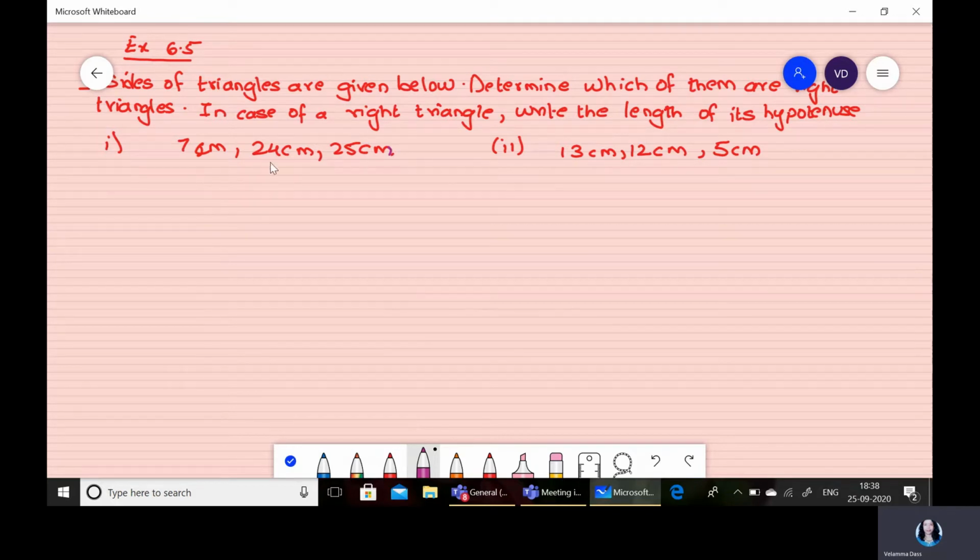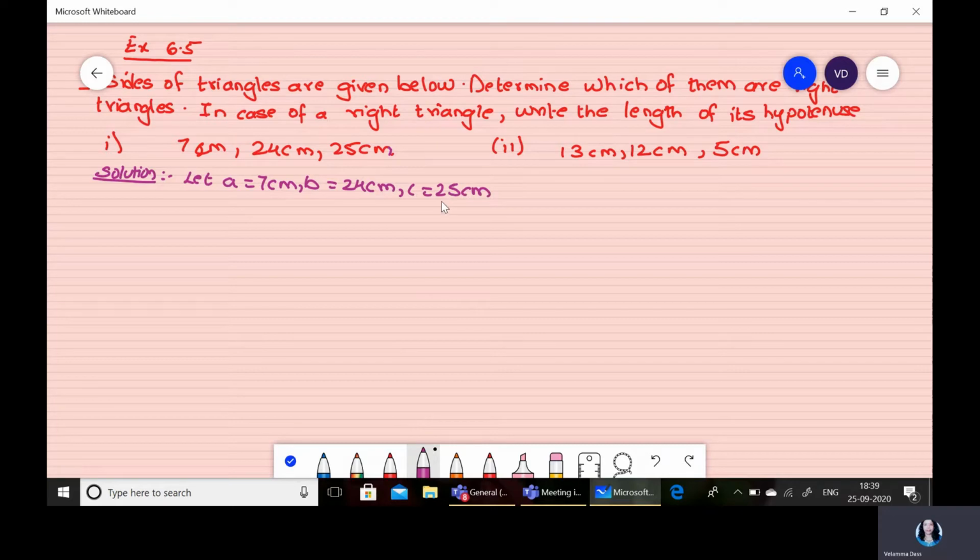You just have to apply the converse of Pythagoras theorem, because here all three sides are given. To find whether the triangle is a right angle triangle, if the square of the longest side is equal to the sum of the squares of the other two sides, we will say it is a right triangle. Now in this case, let's write the solution, with simple steps. Let us assume small a to be 7 cm, small b as 24 cm, small c as 25 cm.